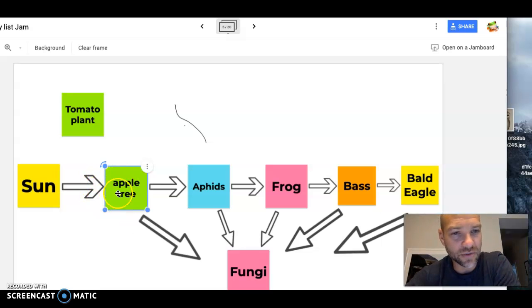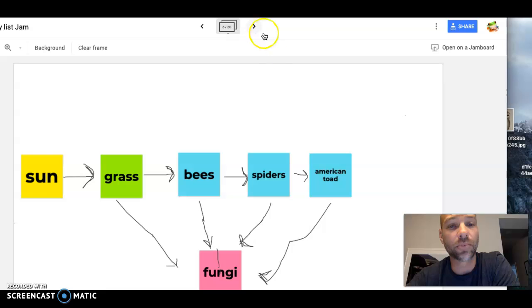If I was to label this, this would be the autotroph. This would be the primary consumer of that autotroph. This would be the secondary consumer. This would be the tertiary consumer. And this would be the quaternary consumer and the top carnivore, or the keystone predator. So let's do a couple more here.